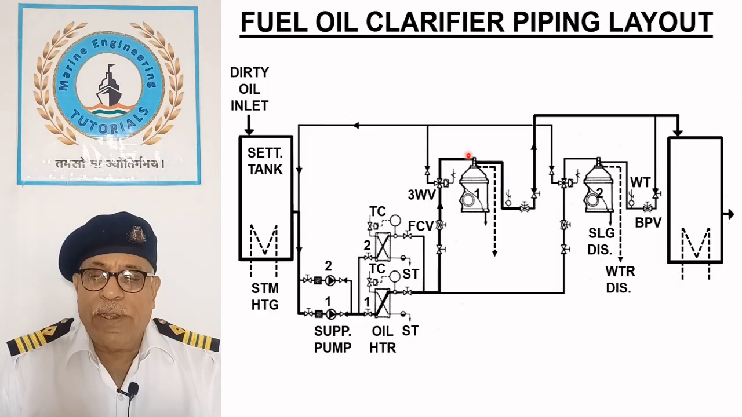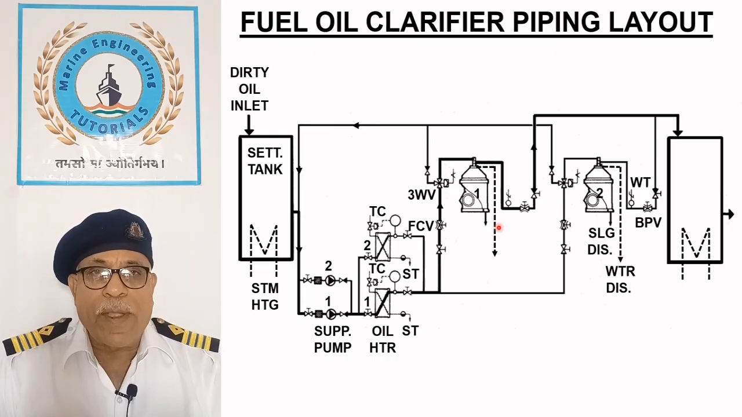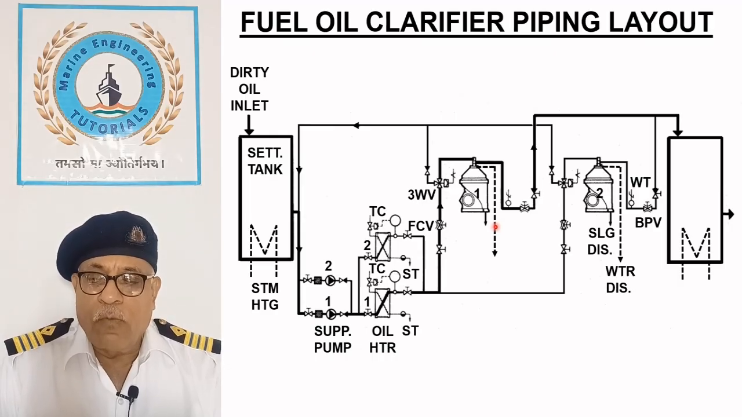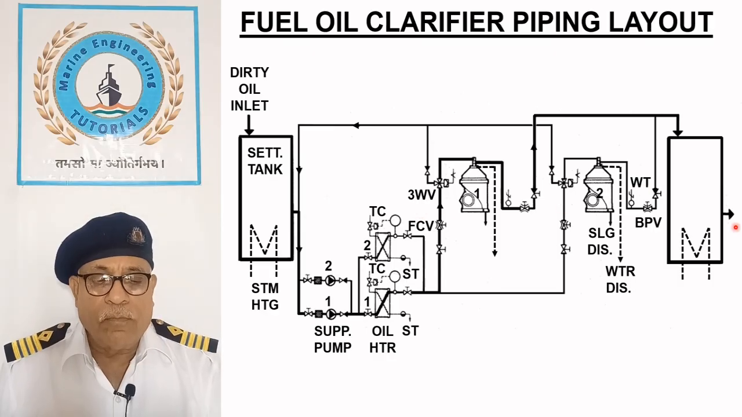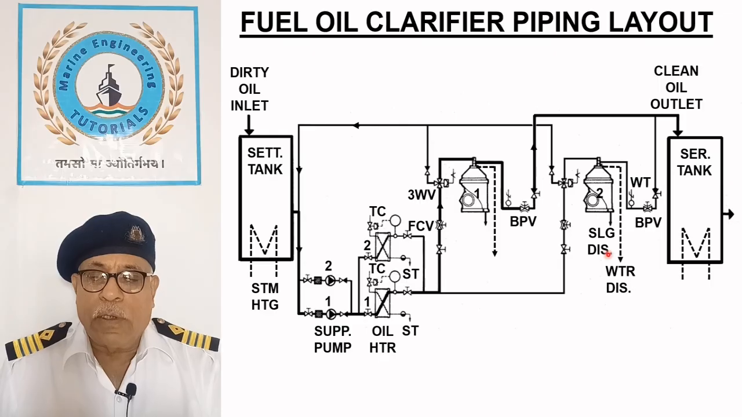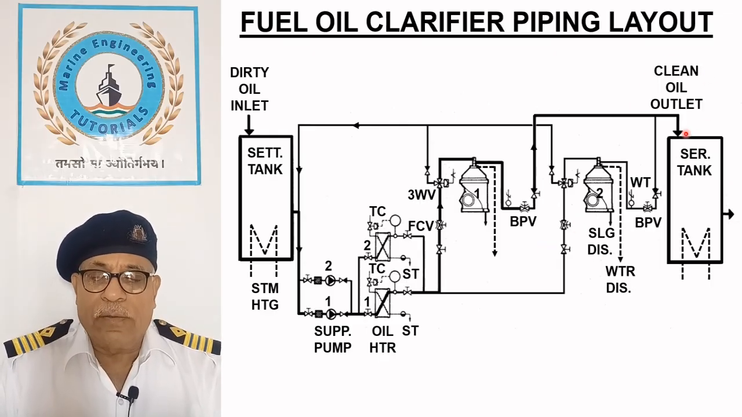When the clarifier attains its rated speed, a command is given to the control panel for automatic operation, which feeds oil through the three-way valve. The oil throughput is regulated by a flow control valve FCV. The clarifier discharges clean oil to the service tank.